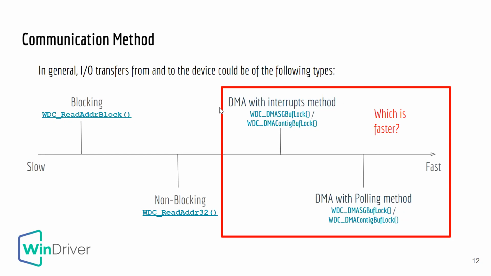So we have two types of DMA we're talking about here. The first one is DMA with interrupts method, and the second one is DMA with polling method. What is the difference between them? So the interrupt method involves the DMA controller signaling the CPU through an interrupt request, IRQ, when a data transfer is completed, allowing the CPU to continue its execution without actively polling the status. This method reduces CPU overhead and allows for more efficient handling of data transfers in systems employing DMA.